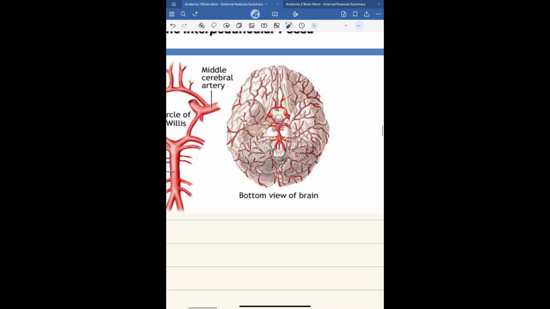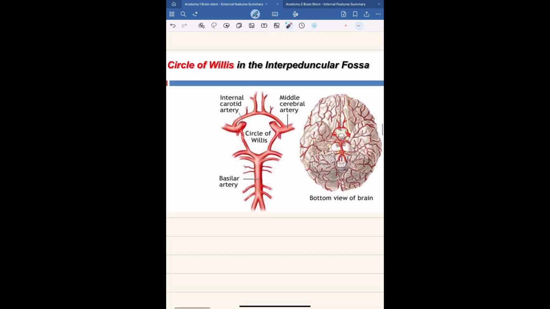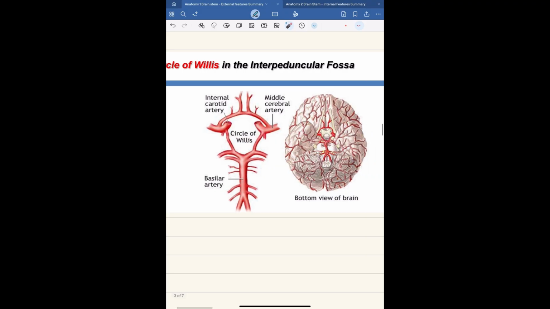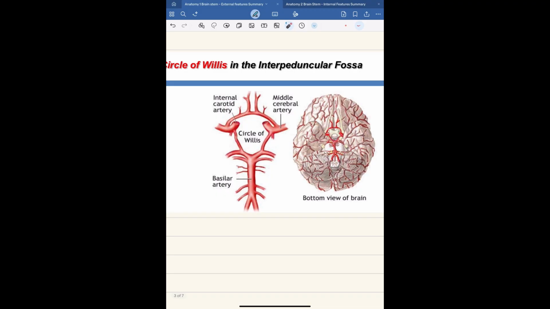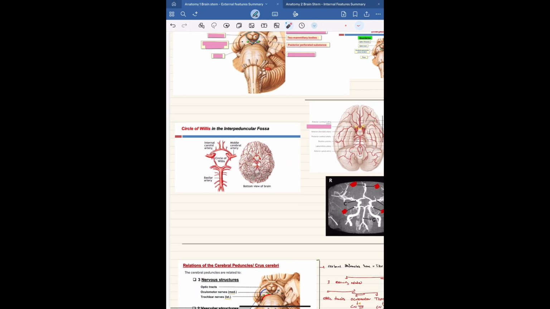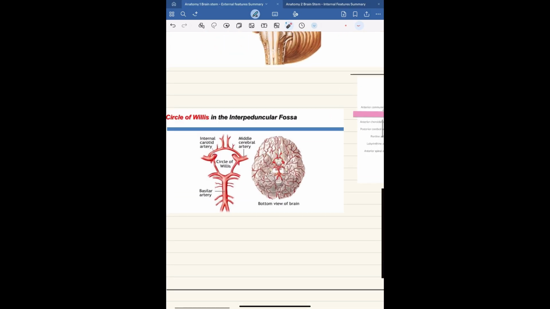So here, as you can see in this picture, all you need to know is just be able to identify some parts. The circle of Willis is composed of the basilar artery. It's located in a different area, not the midbrain. And you got the middle cerebral artery, and if you go above you'll see the internal carotid artery. Just know the features, and know that the circle of Willis exists within the interpeduncular fossa.